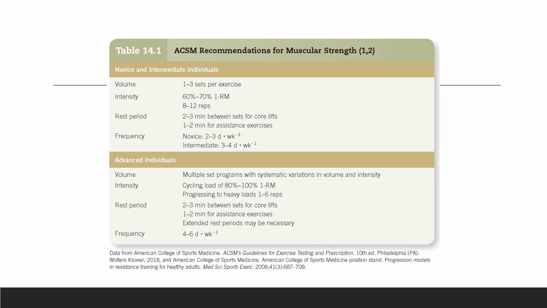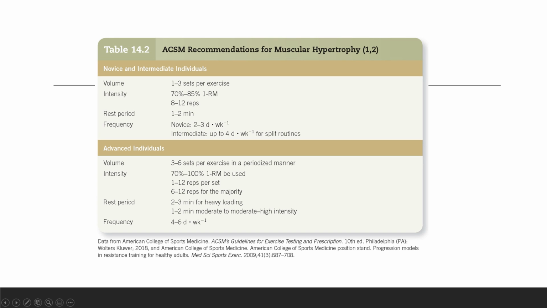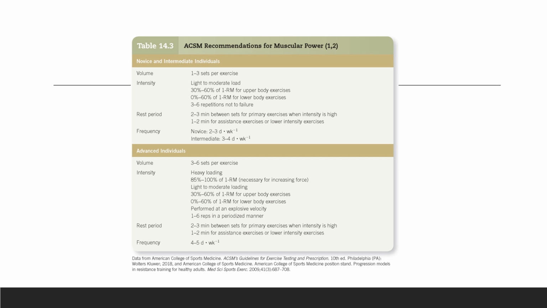So here you can see the volume associated with the ACSM recommendations for muscular strength. The volume is 1 to 3 sets per exercise. The intensity is about 60 to 70% of a 1RM and 8 to 12 reps with a rest period of 1 to 2 minutes. The frequency is going to be for novice.